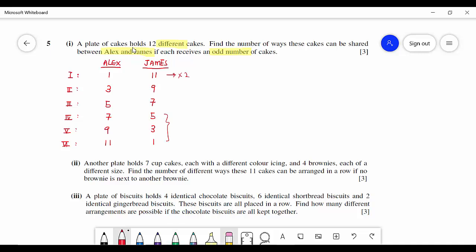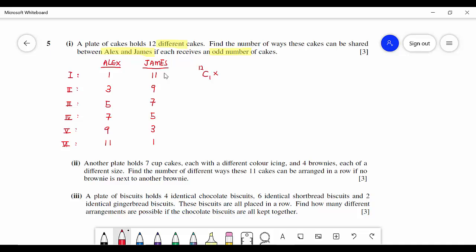All right, but for me I will just write out everything. I will list out everything. So let's say we are having all the 6 cases here. For the first case, I'm having Alex with 10 and also James 11. Which means you want to select only one cake out of 12 and give it to Alex.